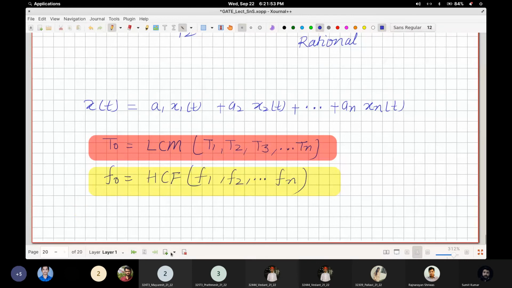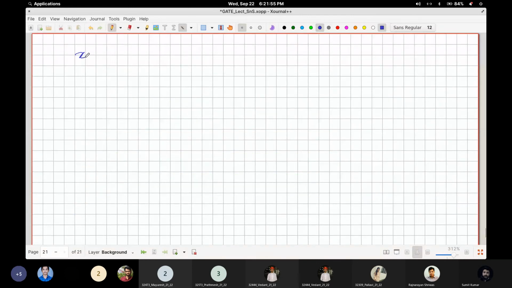And let me give you an example here that you can tell me whether it is periodic or not. x(t) is given as cos(2 pi t) plus sin(3t). Tell me whether this signal is periodic or not.